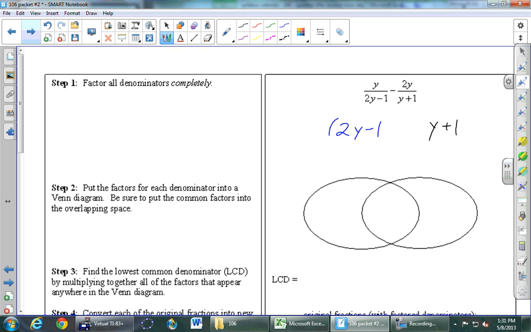I'll even put parentheses around it just to really highlight, because I couldn't factor anything, 2y minus 1 is one of my factors. And even though there's a y that's the same in both, you can't go in and try to pick out a y. Y is not a factor of both. Y is just part of both. Long story short is that the entire 2y minus 1 has to go there, and the entire y plus 1 has to go here.